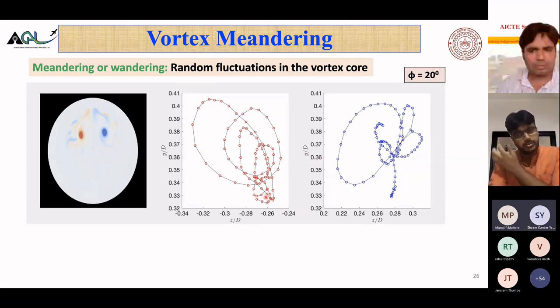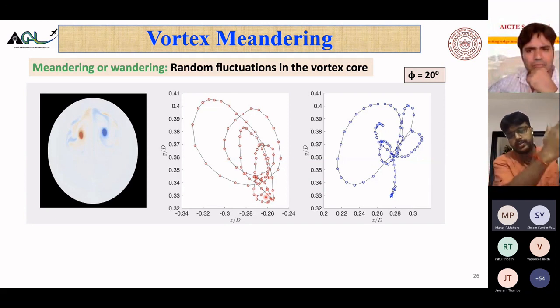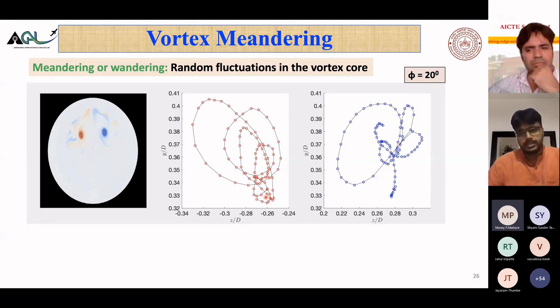So I'm sorry, I'm interrupting. These are at what location after the bluff body, sir? At what location? X over D equal to 1.4. So X over D equal to 1 is the end of the body. Okay, sir. Thank you. Up 40% from that. Okay. Yeah, no problem. You can ask questions.